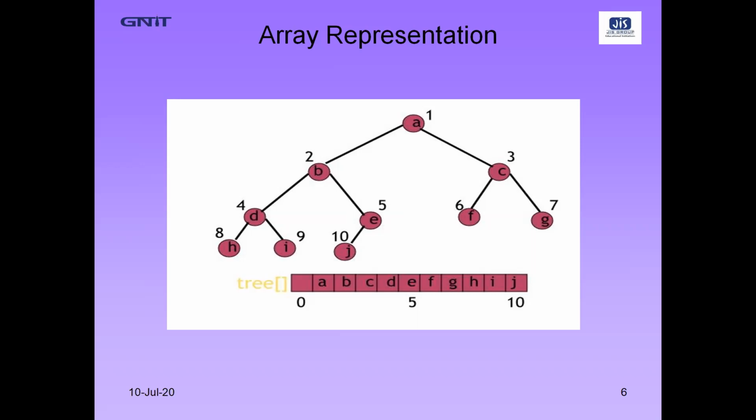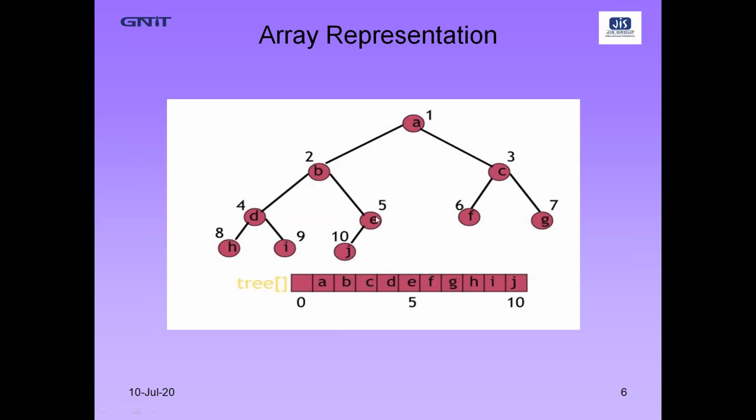Now for the other nodes n, that are not at the last level, at index k: if tree of 2 star k and tree of 2 star k plus 1 are both null, then n is a leaf node. If we consider node j, tree of 2 star k, that is tree of 20, is null because no values are there in the array cell of 20. Similarly, tree of 2 star k plus 1, that is tree of 2 star 10 plus 1, which is tree of 21, is also null because no such element is at the 21st position. So that's why j is a leaf node.